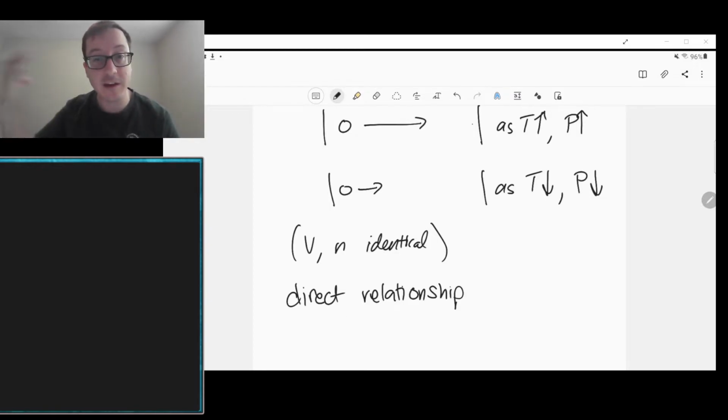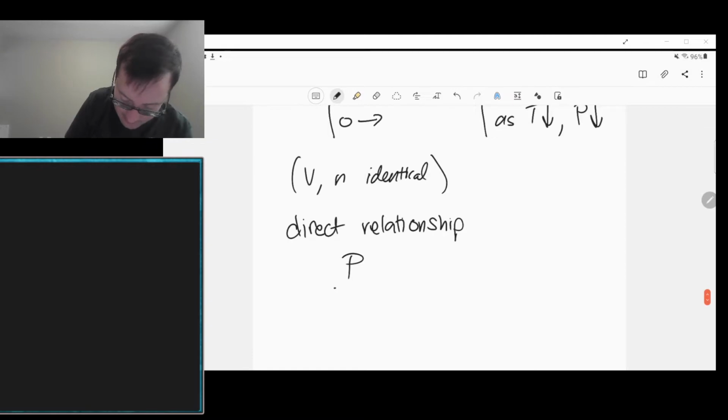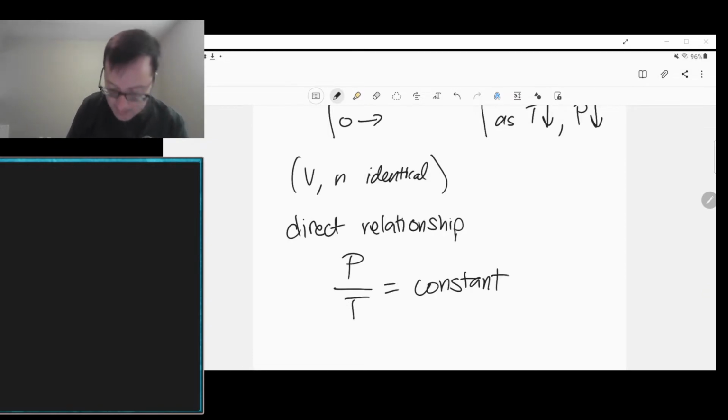If one goes up, the other one goes up. If one goes down, the other one goes down. And so, mathematically, we describe this as something like that. If we double the pressure, we have to double the temperature because they would be constant at identical volumes and numbers of molecules. Or if we decrease the pressure by 1/2, the temperature will also decrease by 1/2.